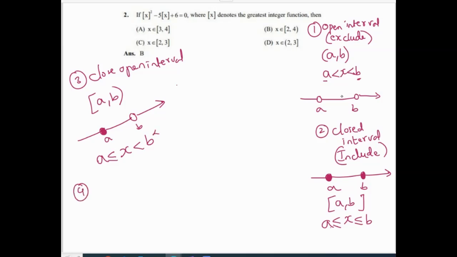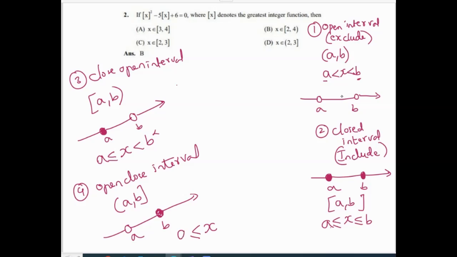Then for the fourth, we have another one, the open closed interval. What is the open closed interval? It is a round bracket for a and a square bracket for b, which means it is open for a and closed for b. It says that x is greater than a, not equal to, and it is less than or equal to b. Here b is included and a is excluded.